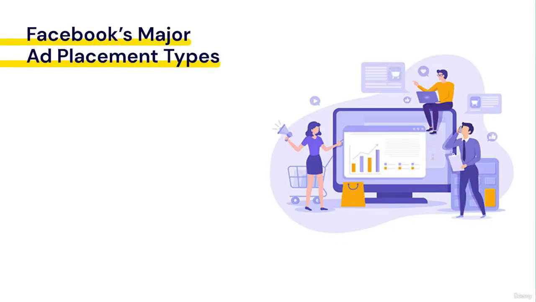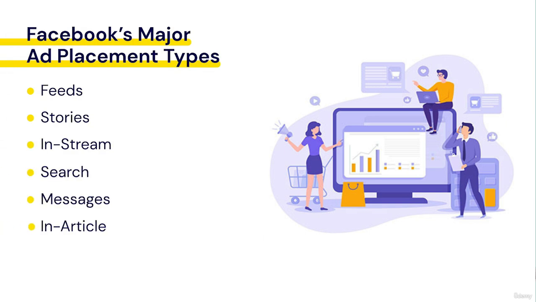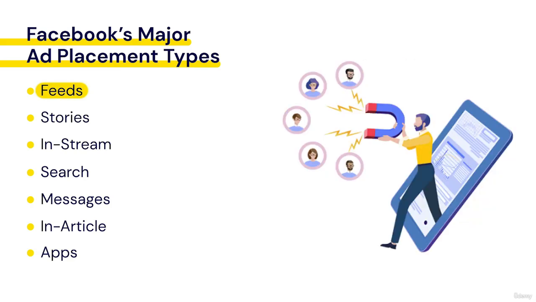Facebook's major ad placement types are feeds, stories, in-stream, search, messages, in-article, and apps. So let's break them down one by one, and let's start with feeds. When your ads are placed in feeds, that means they appear to people scrolling through their inbox, desktop, or mobile feeds on Facebook, Instagram, and Messenger. There are 7 different feed placements.